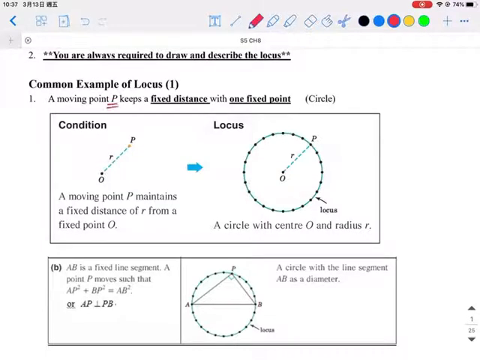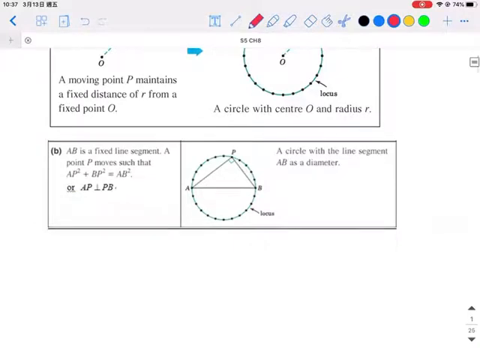For any moving point P that keeps a fixed distance, that is the first key point, with 1 point. The keyword is 1 point and fixed distance. If it keeps a fixed distance from 1 point, then the locus is a circle. There's a special case where the moving point P keeps AP perpendicular to PB, or the Pythagoras theorem, then it's a circle too, because of the angle in a semicircle.